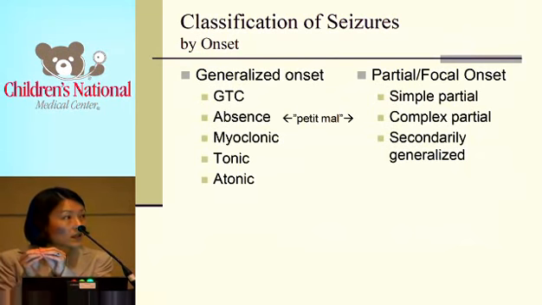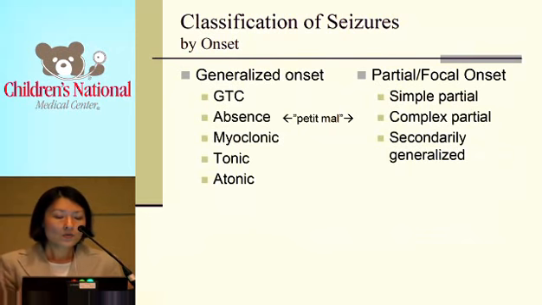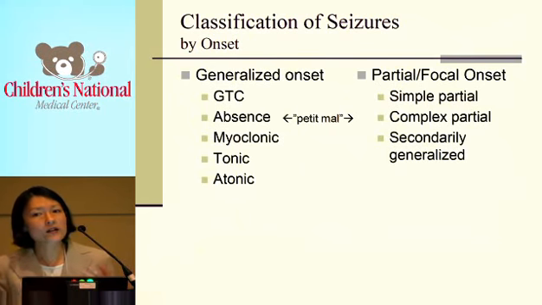Then, if the abnormal electrical activity spreads to the opposite hemisphere, that can lead to a secondarily generalized seizure, a generalized tonic-clonic seizure. So that brings up the point that when we see a kid with a true generalized tonic-clonic seizure, we don't know if it was primary generalized or secondarily generalized.